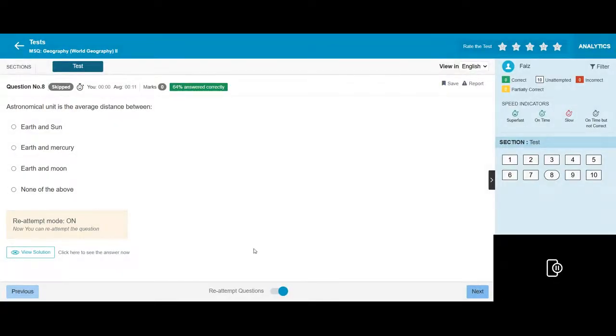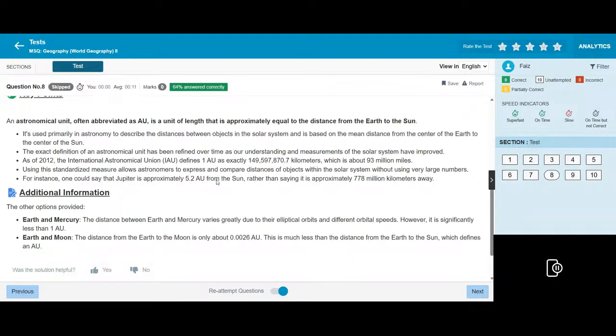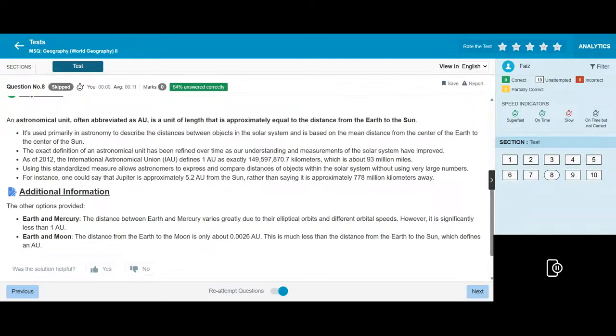The astronomical unit is the average distance between Earth and the Sun. Astronomical units, often abbreviated as AU, are a unit of length that is approximately the distance between Earth and Sun. It is used primarily in astronomy to describe the distance between objects in the solar system, measured from the center of the Earth to the center of the Sun.